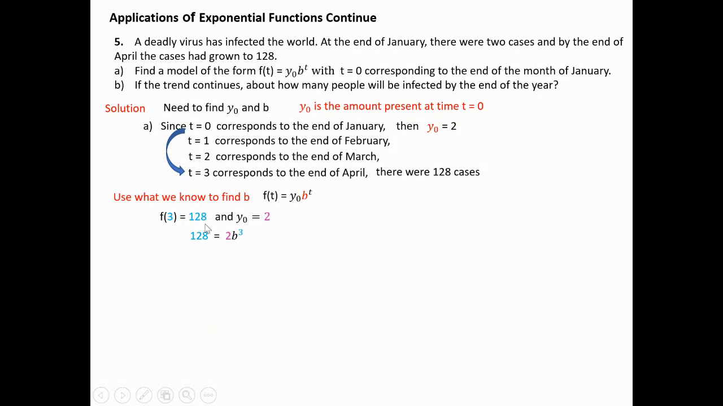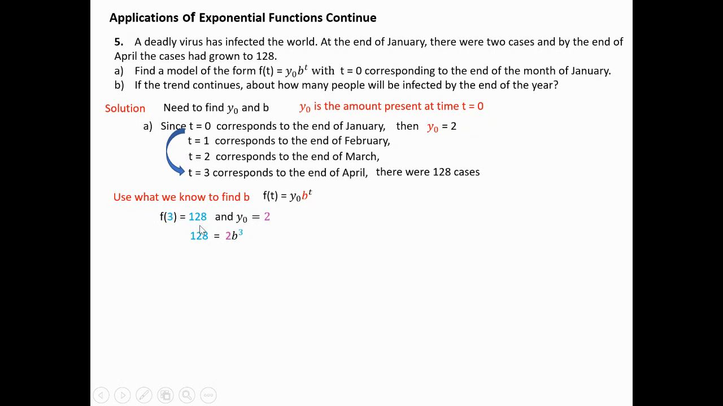So here, 3 months later, right? F of 3 means 3 months later, we had 128, and I got that info from here: when t equals 3, which corresponds to the end of April, there were 128 cases. And y naught equals 2. So I'm going to plug in the y naught here in the formula, for the 2.